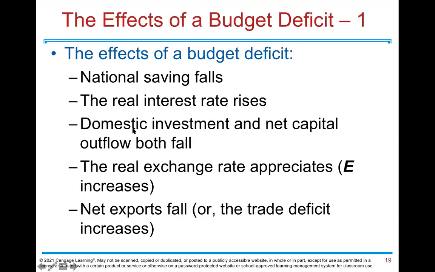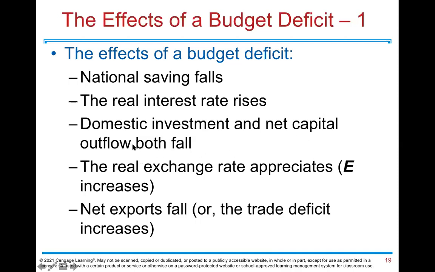And then we saw that if the interest rate rises, that means that domestic investment and net capital outflow both fall. Domestic investment falls because interest rates are higher. I don't want to invest anymore because it used to be 3%, now it's 5%. Maybe I'm not going to take out that loan. And same thing with net capital outflow, it falls. Why would you want to go buy foreign assets when the interest rate here in the US is quite high, right? Interest rates rise, so net capital outflow falls.